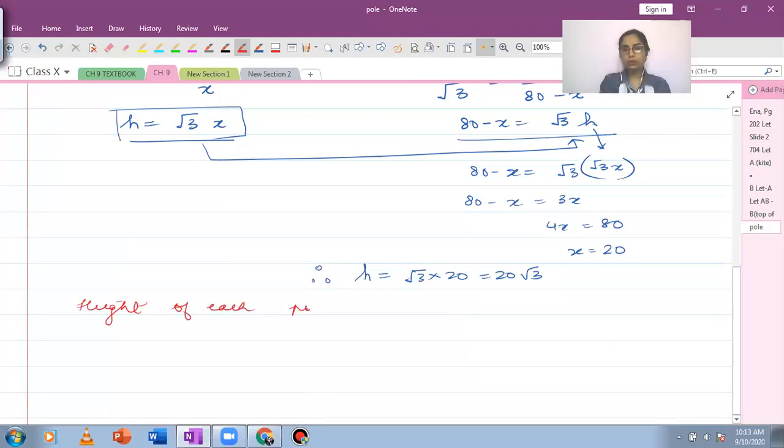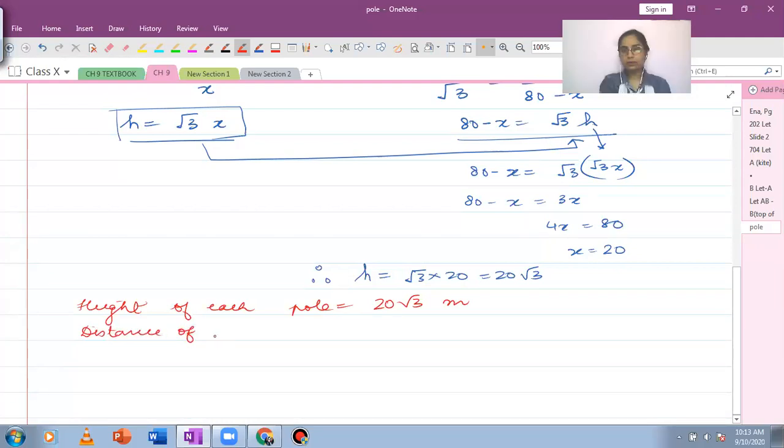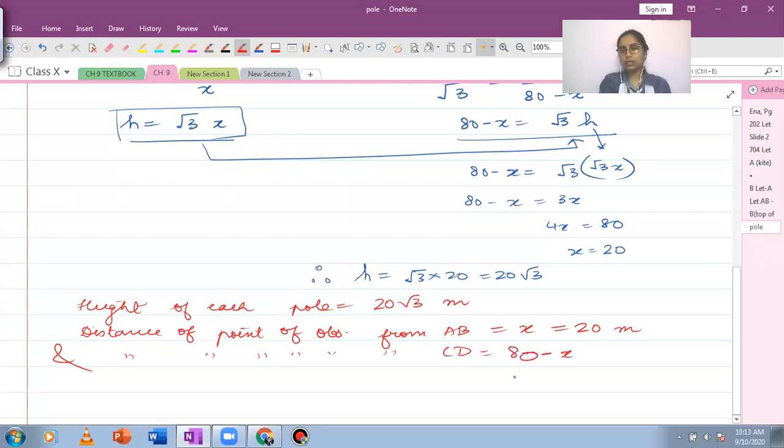Height of each pole, X equals 20. That's the distance of the point of observation from AB. This is the first pole. This was taken as X, this is 20 meters. And the distance of the point of observation from CD, the second pole, was 80 minus X. So this will be 80 minus 20, which is 60 meters.